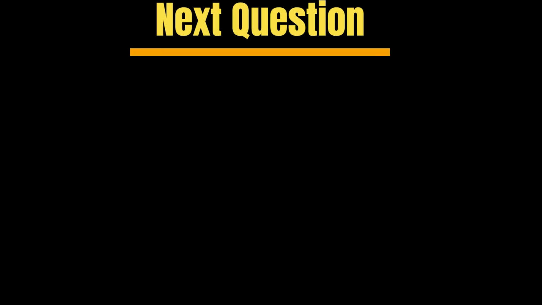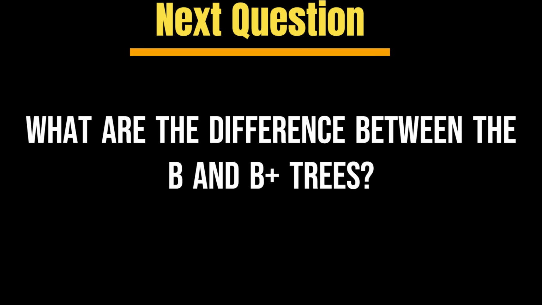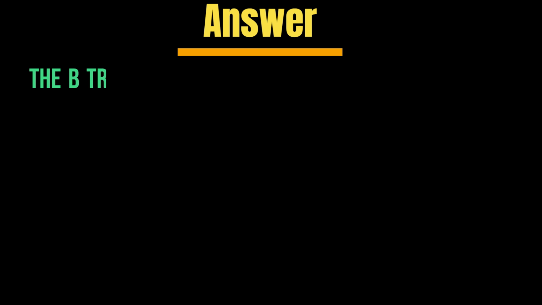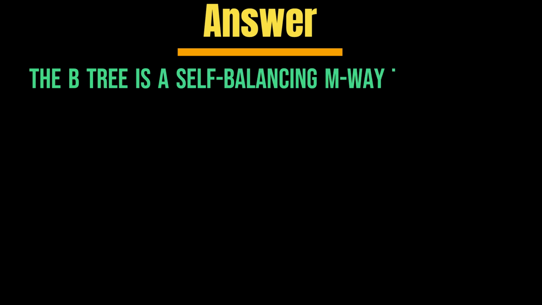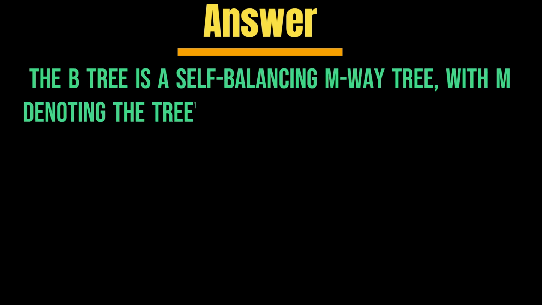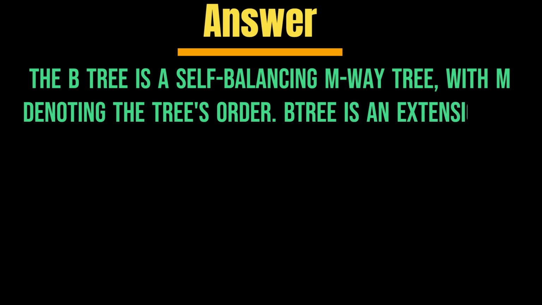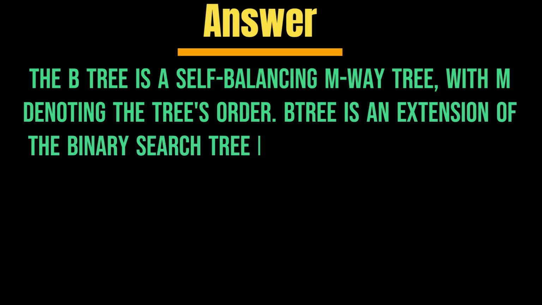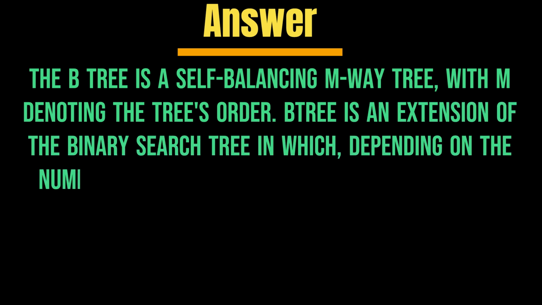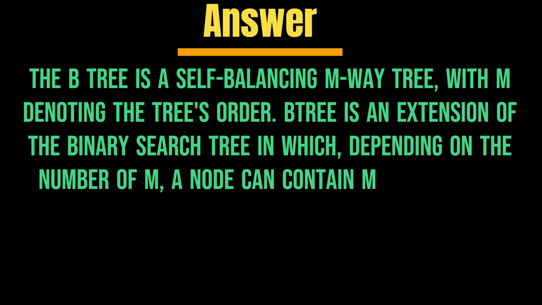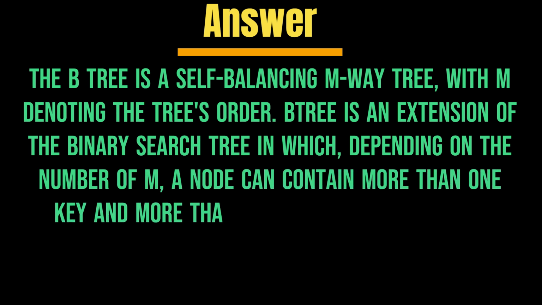Next question, what are the differences between the B and B+ trees? Answer. The B tree is a self-balancing M-way tree, with M denoting the tree's order. The B tree is an extension of the binary search tree in which, depending on the value of M, a node can contain more than 1 key and more than 2 children.